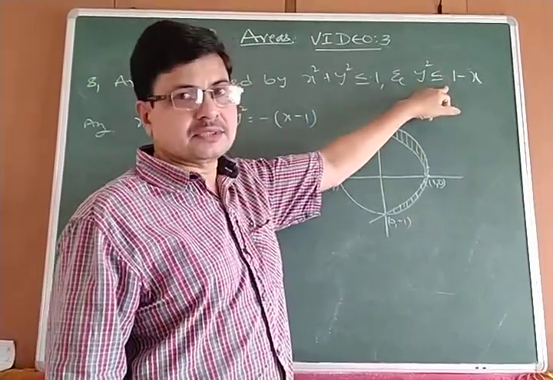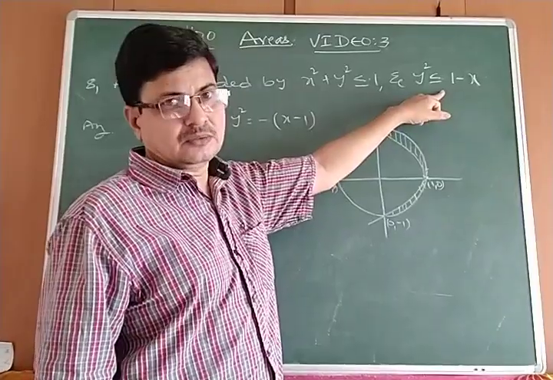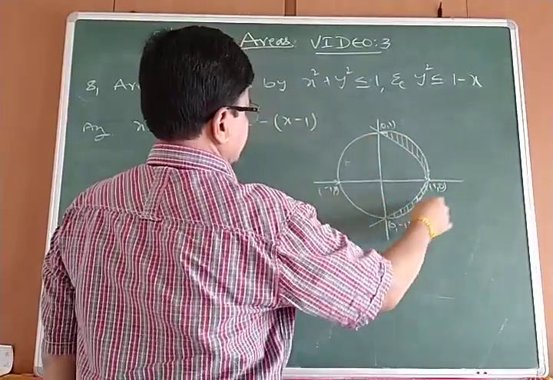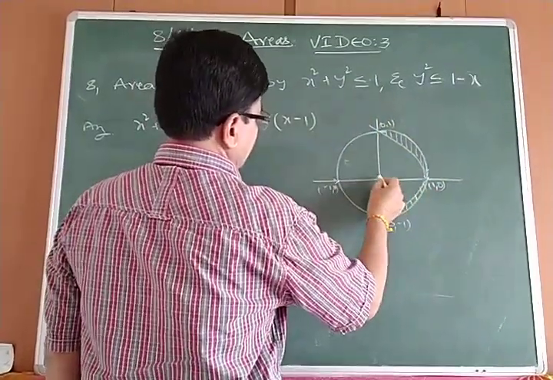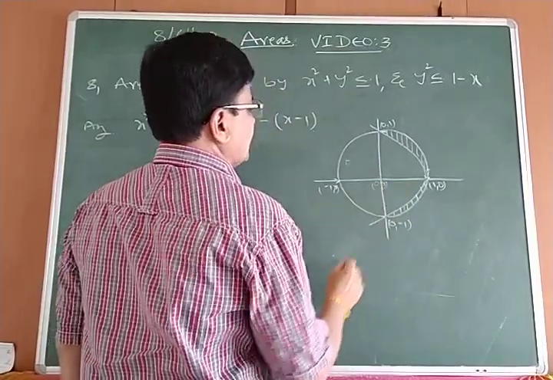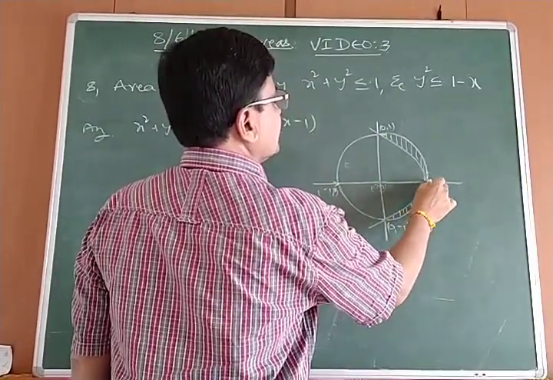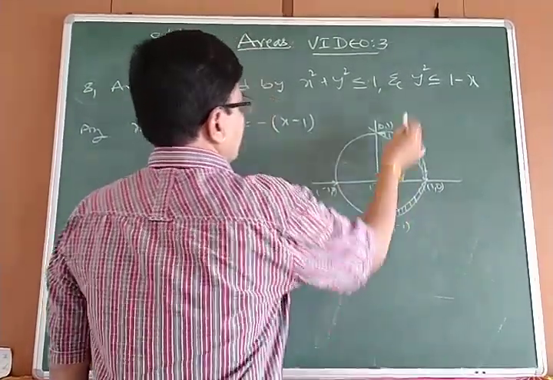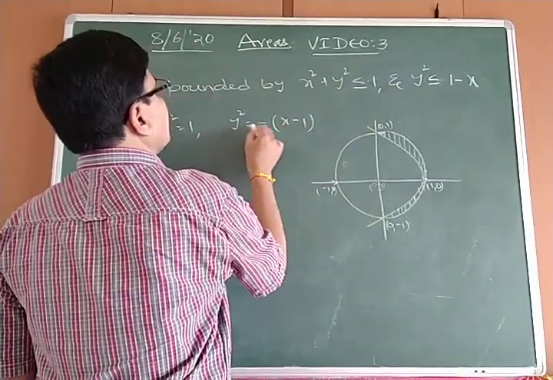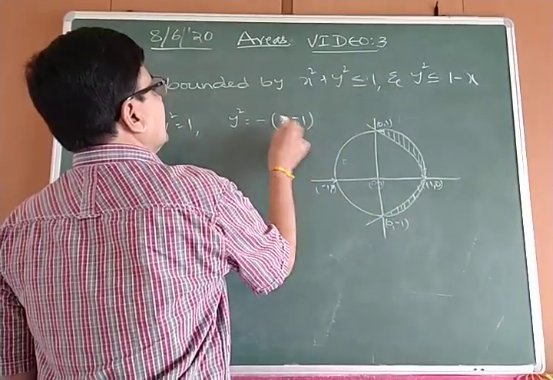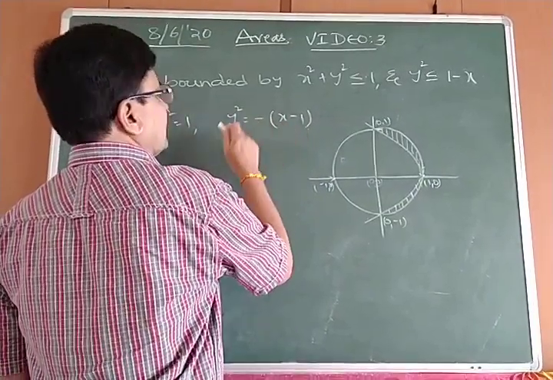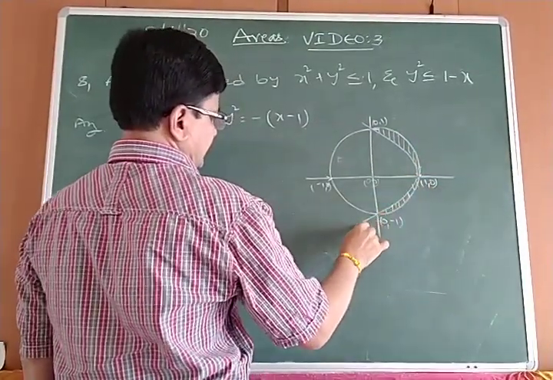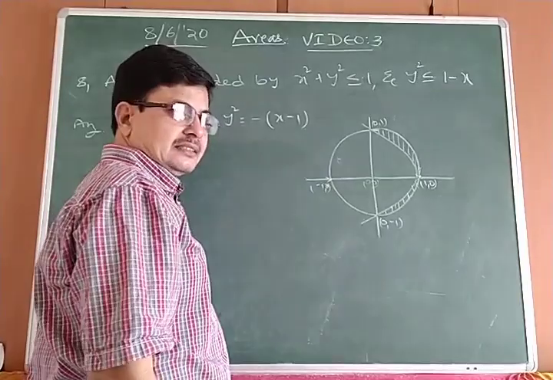So here the vertex of the parabola is (1, 0). So that's why we draw the diagram, a circle like this. x square plus y square is equal to 1, the center is the origin, the radius is 1 unit. So on the x axis this is (1, 0), on the y axis (0, 1), and the parabola is y square is equal to 1 minus x. Here when y is equal to 0, x is equal to 1. So the vertex is (1, 0) and the parabola is symmetric about negative of x axis.